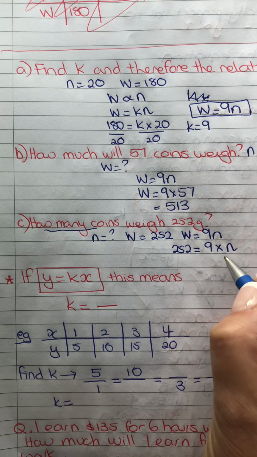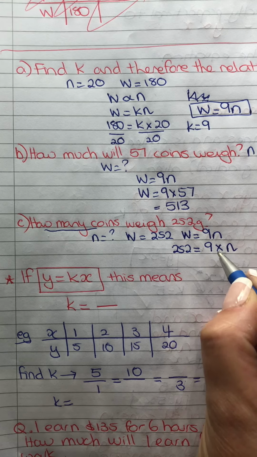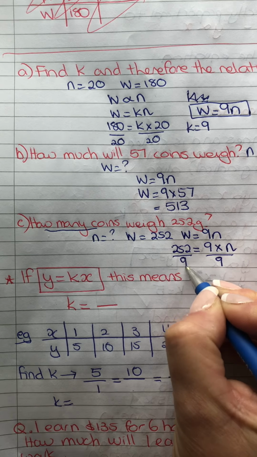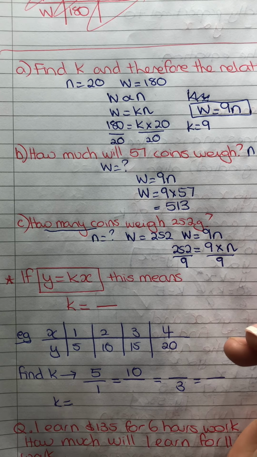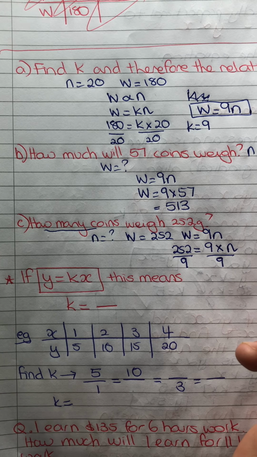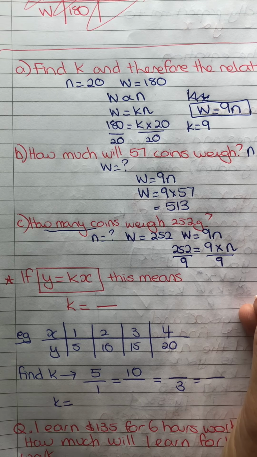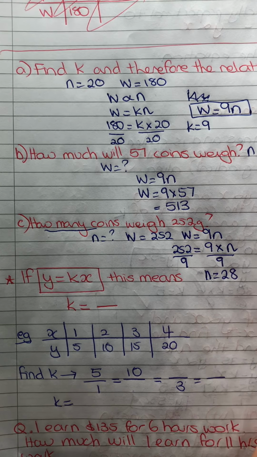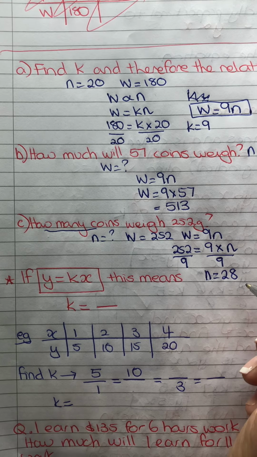All right, how do we get N by itself? It's times 9, so the opposite of that is divided by 9. And if you use your calculator, hopefully you get, I think I got 28. Can someone check that for me, please? All right, N is 28.